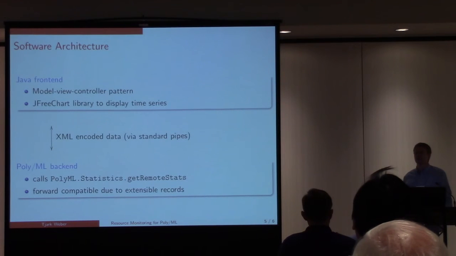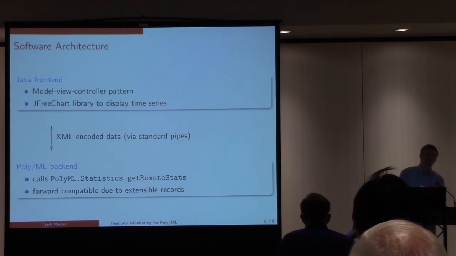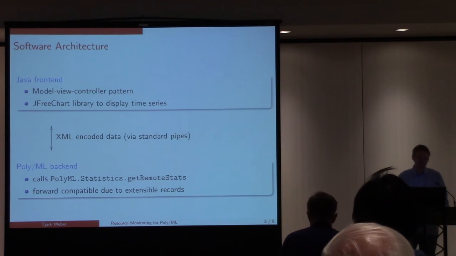The way that Poly ML makes this data available is in a memory mapped file, so you could access this file from your own application directly if you wanted to. We thought about doing this, but it turns out that since this was a relatively new feature in Poly ML, the precise binary format of this memory mapped file kept changing, and so at some point we decided it's just easier to use the ML interface, and therefore this Poly ML backend. And so we are using an ML function to get the statistics data.